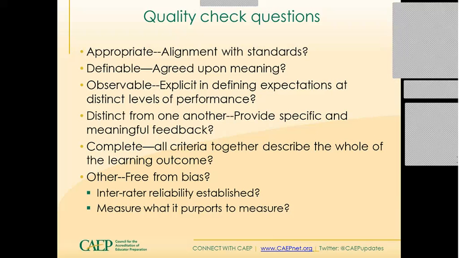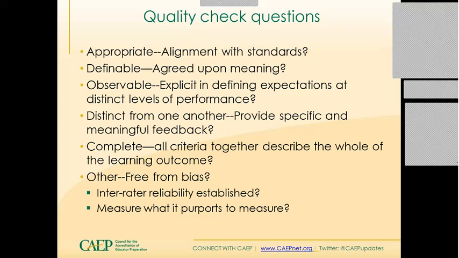A next quality check question is whether or not the items are definable. Is there an agreed upon meaning? And that is something that you would want to discuss with your faculty, and definitely with those who are using the instrument, using the scoring guide or the rubric for evaluating candidates. And we'll look at a couple of examples in a minute where we can delve into this idea of definable a little deeper. Next, we're looking at observability. Is the rubric and scoring guide explicit in defining the expectations at distinct levels of performance?